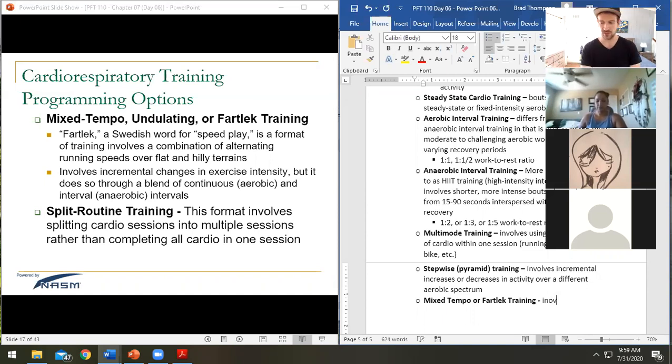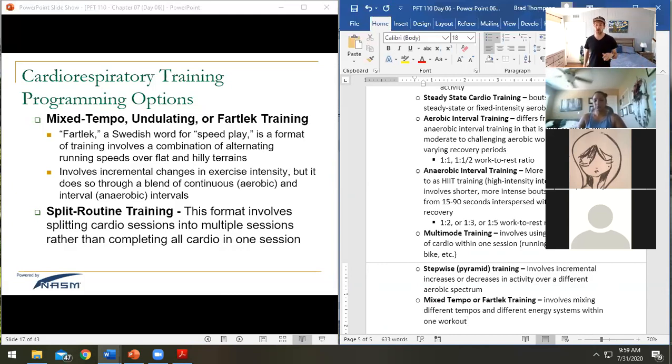So it involves mixing different tempos and different energy systems within one workout. Good examples of this would be doing a 30-second sprint followed by 30 seconds of recovery, followed by a 60-second sprint followed by a 60-second recovery, and then a 90-second sprint, if you can't sprint for 90 seconds, a 90-second hard run followed by 90 seconds of recovery.